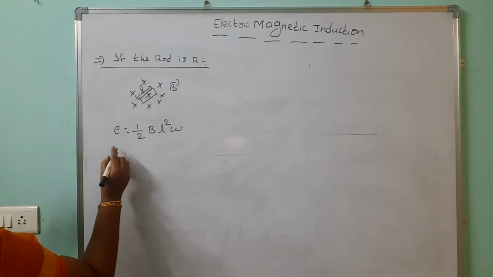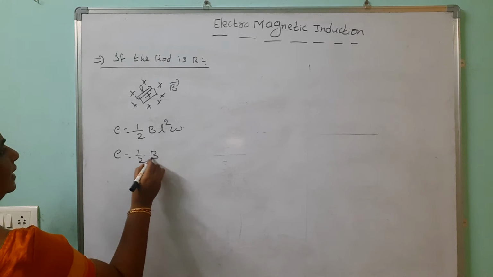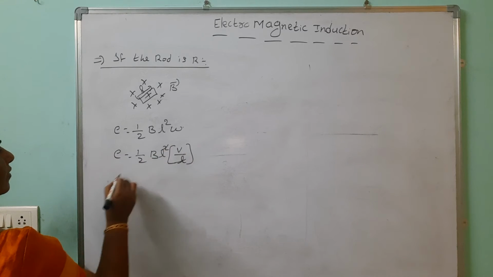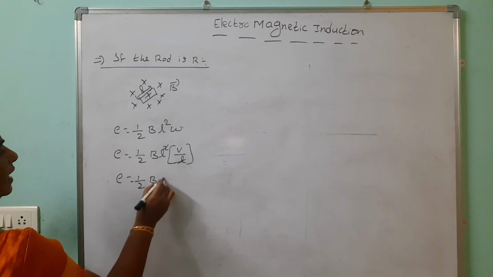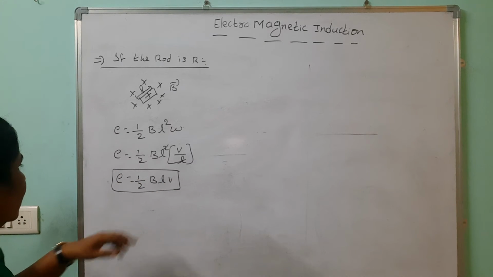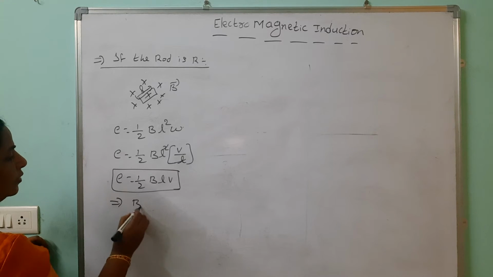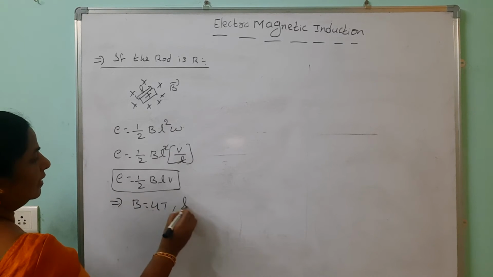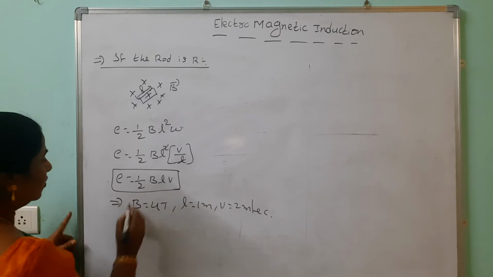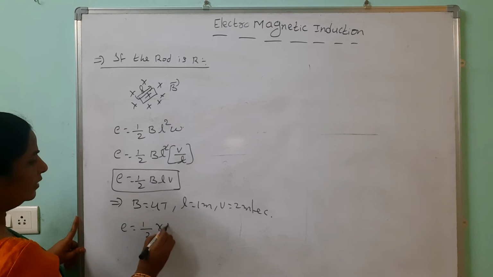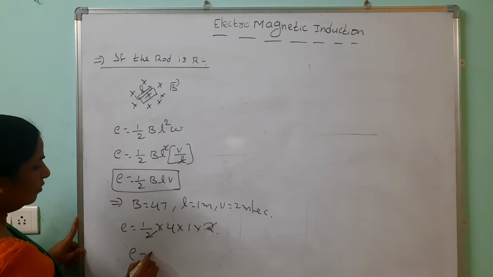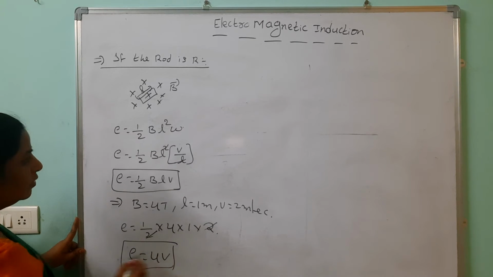In terms of linear velocity also we can write it as half into B into L square into V by L, where radius is R. After that, half BLV also we can take. You remember this formula, then you can easily find out the electromotive force. If you want, we can do one problem also. B is 4 Tesla, length is 1 meter, velocity is 2 meters per second. Then how to find the electromotive force? Half into 4 into 1 into 2. After simplification, we get 4 volts.